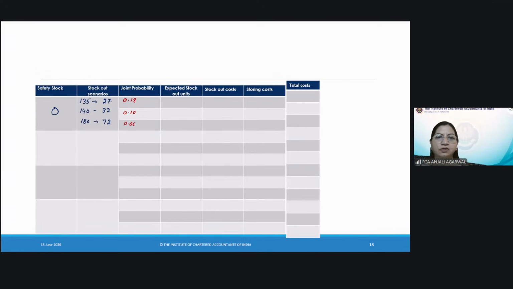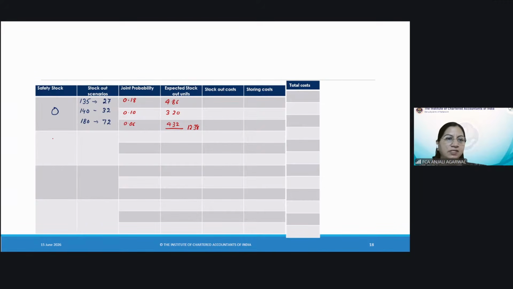So the expected stock out units will be 27 into 0.18, which is 4.86. 32 into 0.10 is 3.20, and 72 into 0.06 is 4.32. So the total expected stock out would be 12.38 units.